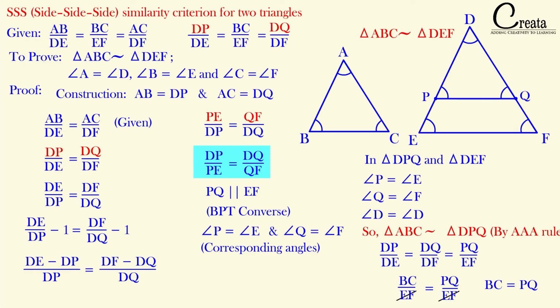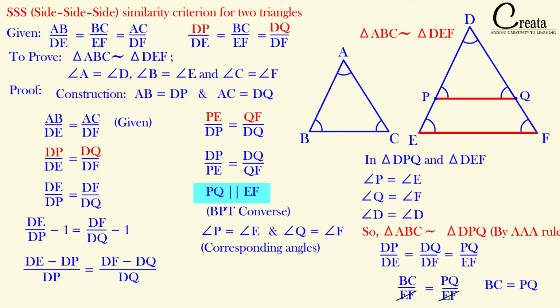All those things, replacing the terms, doing the inverse, subtracting one, again doing the inverse, all this we have done to get our BPT equation. We got the BPT and we have applied the converse of the BPT. We got PQ and EF as parallel to each other. Two line segments are parallel. We have applied the concept of transversal.